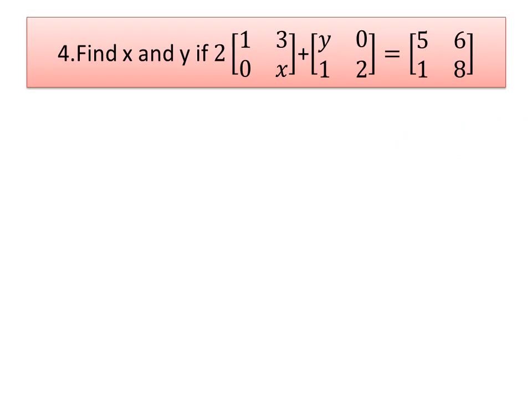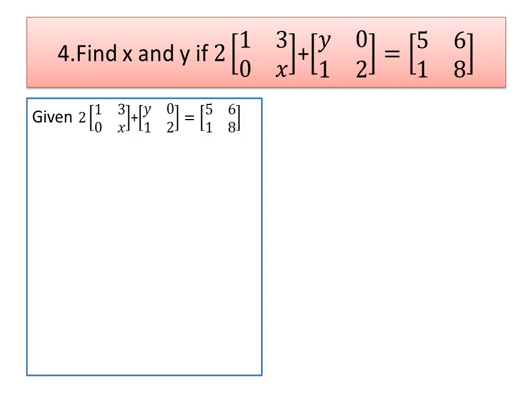Next problem is find x and y if 2 into [1 3 0 x] plus [y 0 1 2] is equal to [5 6 1 8]. We'll take the given equation. Then multiplying 2 into the matrix we will get 2 ones are 2, 2 threes are 6, 2 into 0 is 0, 2 into x is 2x, plus [y 0 1 2] is equal to [5 6 1 8].